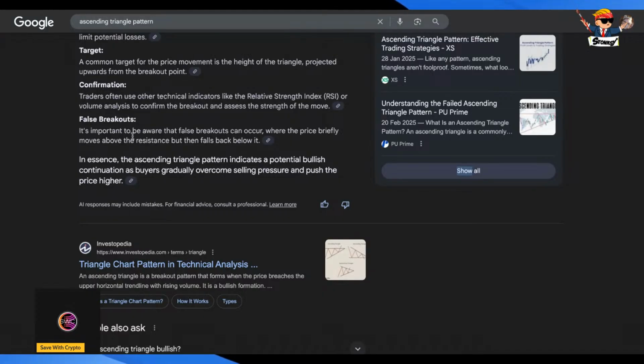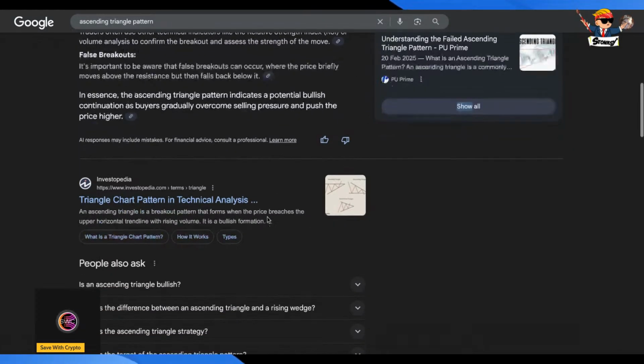False breakouts. It's important to be aware that false breakouts can occur where the price briefly moves above the resistance but then falls back below it. So depending on what time frame you've drawn your candles with, for example, I'd use the 15-minute in my example, you're looking for a candle close on the 15-minute time frame above that horizontal line. In essence, the ascending triangle indicates a potential bullish continuation as buyers gradually overcome selling pressure and push the price higher.